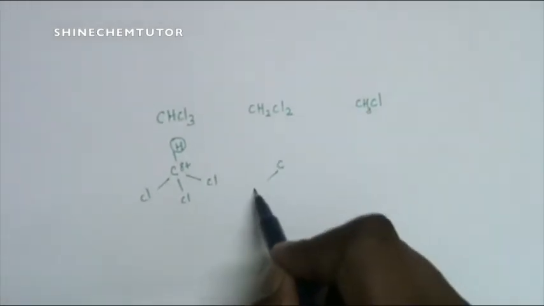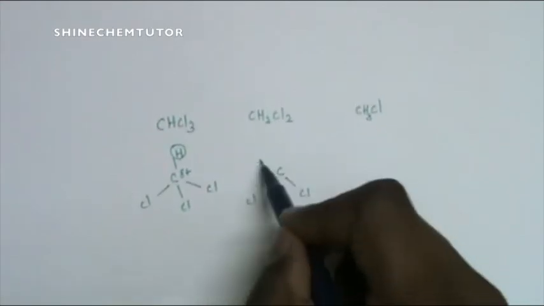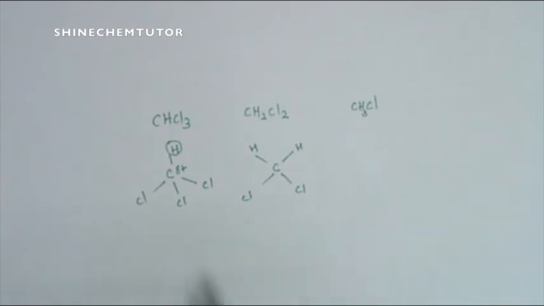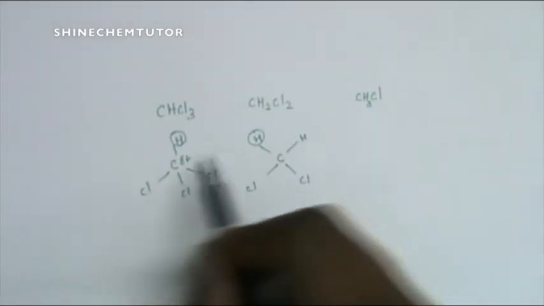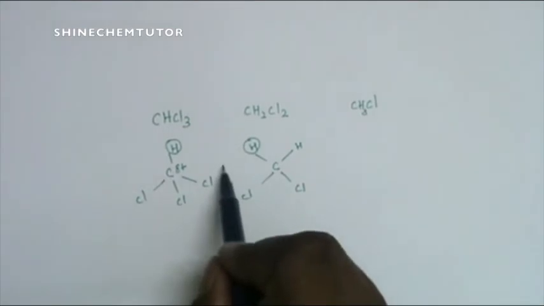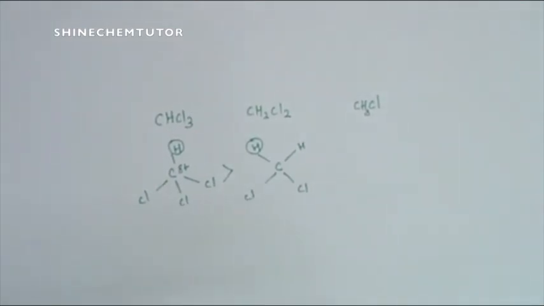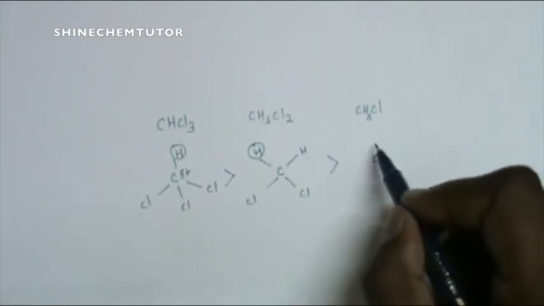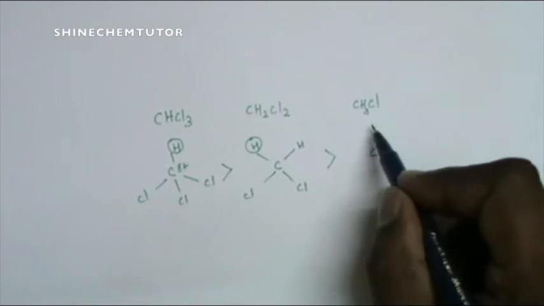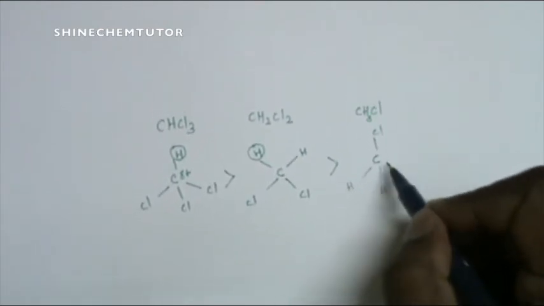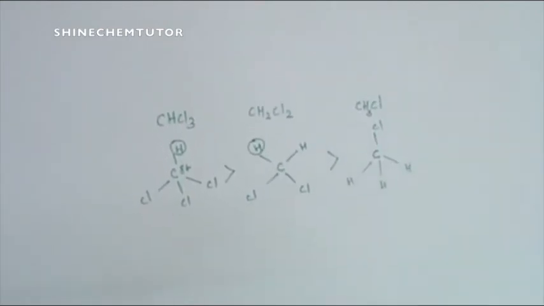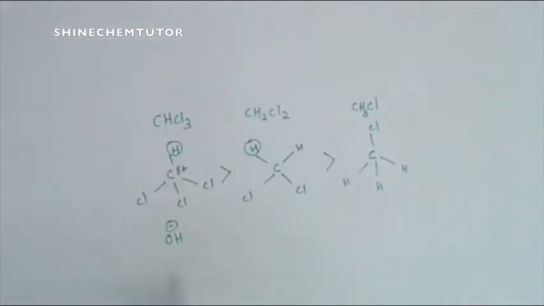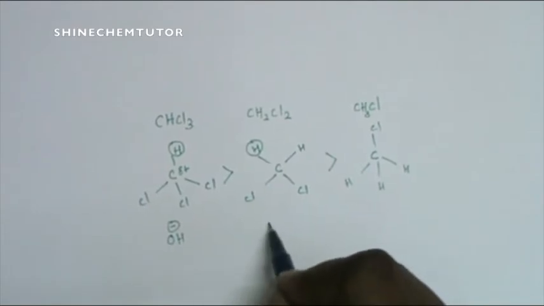In the case of dichloromethane, I have only 2 chlorine atoms. Because of that, the acidity will be somewhat lesser compared to this. So chloroform has more acidic proton compared to dichloromethane. This has more acidic proton compared to chloromethane. Here, if you use sodium hydroxide, you can abstract this proton. In this case, you need stronger base like methyl lithium.